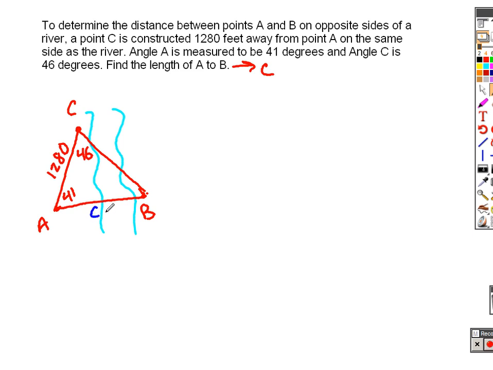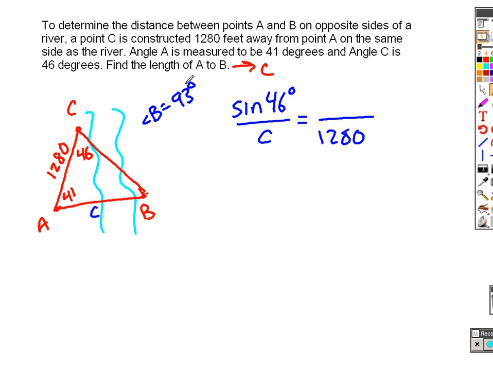Well, to do that, we're going to want to use angle C, which is 46 degrees. That's sine of 46 degrees over the side length C. And then the other piece of information we know is side little b, 1280. However, we don't know angle B yet. Well, we can figure it out based on the triangle sum theorem. We know that angle B is going to have to equal 93 degrees. So this becomes sine of 93 on top.